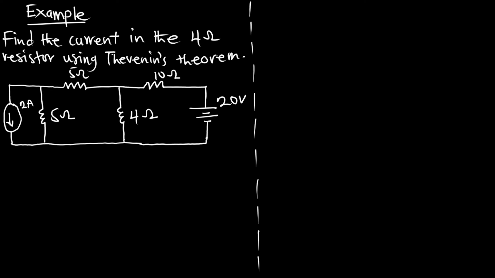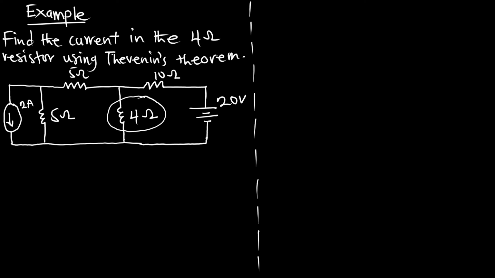Welcome to Einstein's Mechanics. In this episode, we are going to solve two problems on Thevenin's theorem. Example: find the current in the 4 ohm resistor using Thevenin's theorem. We have our circuit, and we have to find the current passing through this 4 ohm resistor.